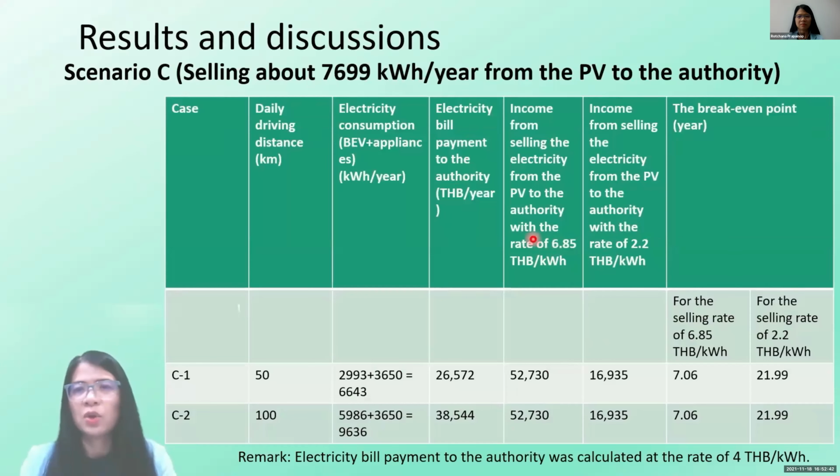And I will show two different columns here with different selling rates set by the authority. In the 2016 contract, the selling rate was 6.85 baht per kilowatt hour. But recently, the authority dropped the rate to 2.2 baht per kilowatt hour. For the selling rate of 6.85 baht per kilowatt hour, the payback period is shorter than 10 years, which is good enough for individuals to invest because the lifetime of the PV system is about 20-25 years. But for the selling rate of 2.2 baht per kilowatt hour, it seems uninteresting anymore.